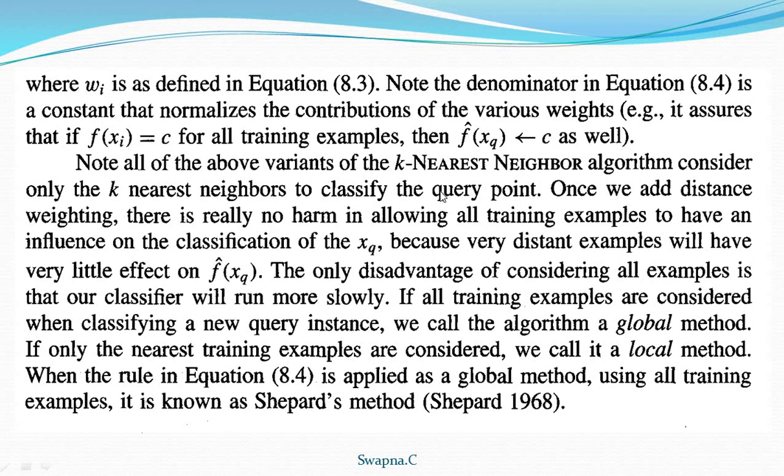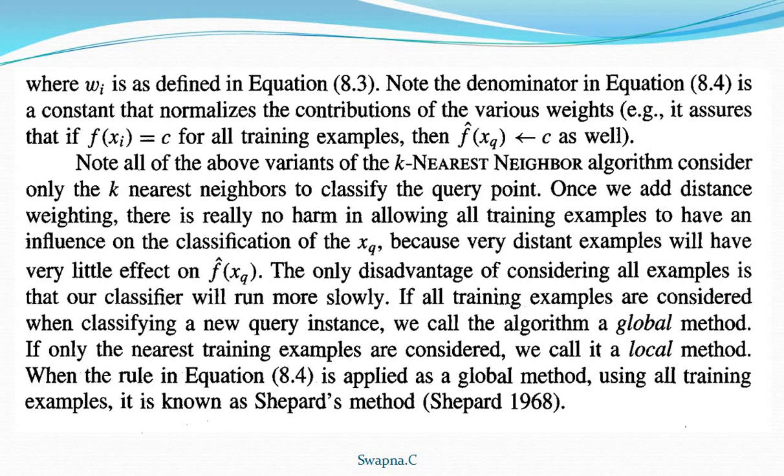In the above variants of the k nearest neighbor algorithm, we consider only the k nearest neighbors to classify the query point. Once we have the distance weighting, there is really no harm in allowing all the training examples to have an influence on the classification of xq. In k nearest neighbor, we said we are assigning the weights to the nearest neighbors only.